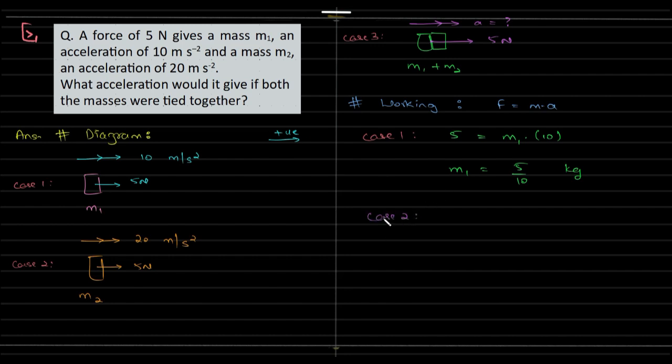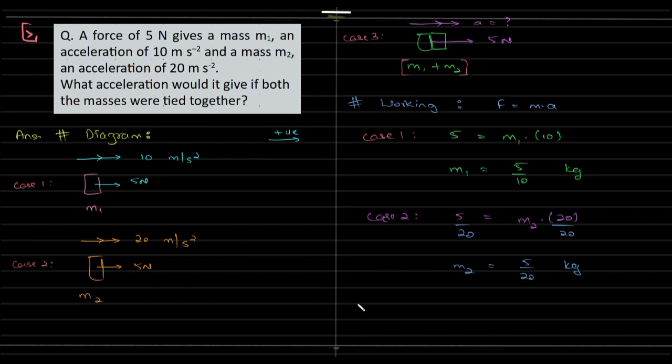Next is case 2. Same thing. Force is 5 Newton. Mass is m2 and this is 20. So let's divide by 20 both the sides. So m2 is equal to 5 by 20 kg. We found m1 and m2. So basically we know the entire mass. We know the force, we know the mass, we can find the acceleration, as simple as that.